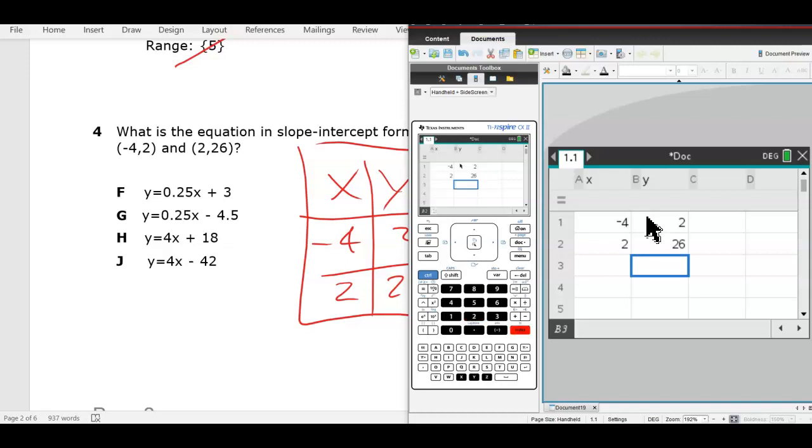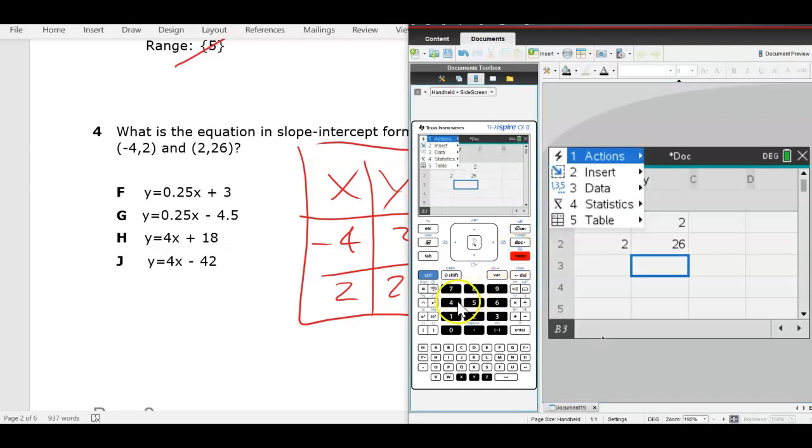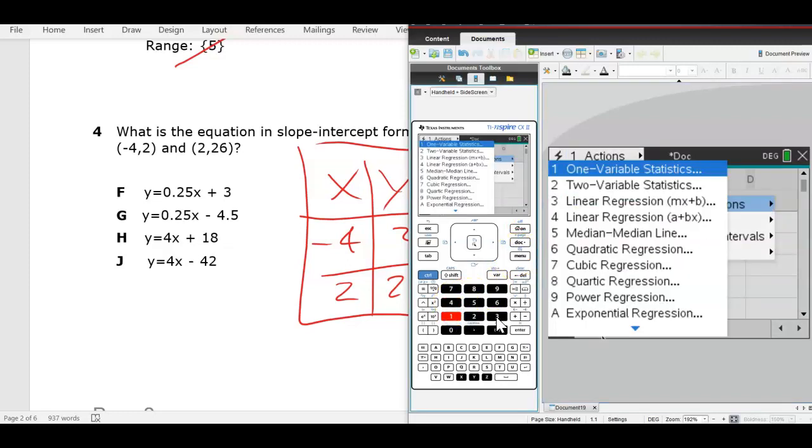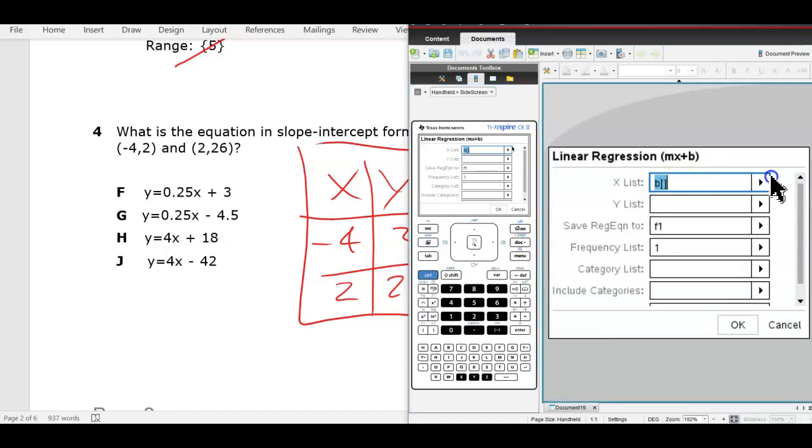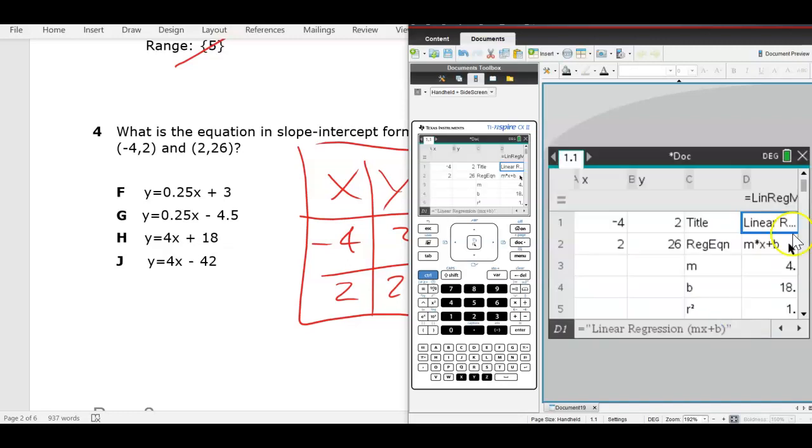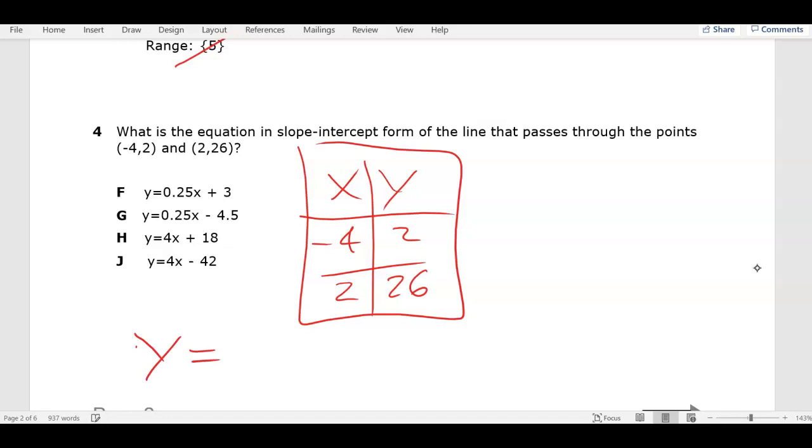2, 26. So remember, when I'm doing a linear regression, I'm doing menu 4, 1, 3. X must be x and y must be y on the first two options. And then it'll give me my equation of mx plus b. So m is 4, b is 18. 4x plus 18. Answer for this one I got is H. So make sure you make a table and then you do the linear regression. Okay.